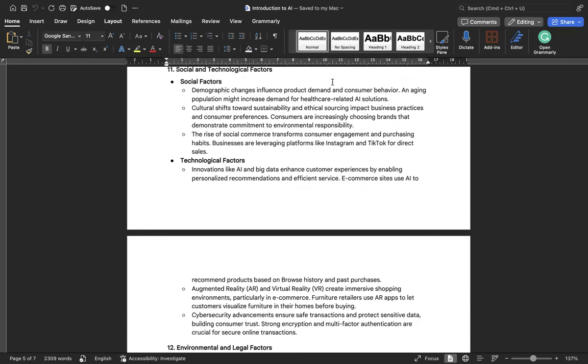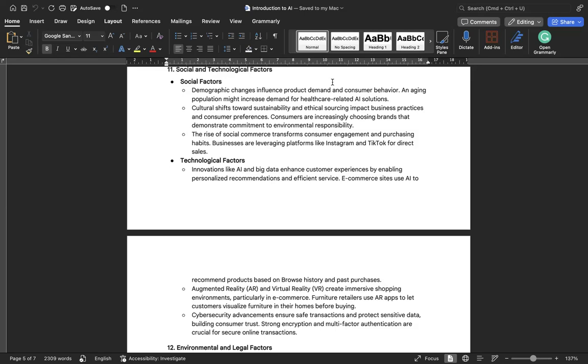And an aging population might increase demand for healthcare, and that also relates to AI solutions. Cultural shifts towards sustainability and ethical sourcing impact business practices and consumer preferences. So consumers are increasingly choosing brands that demonstrate commitment to environmental responsibility.